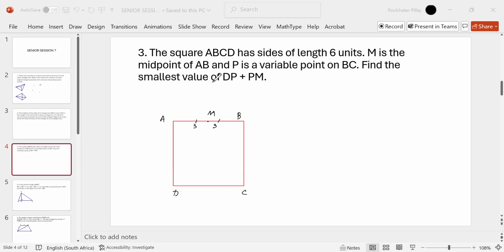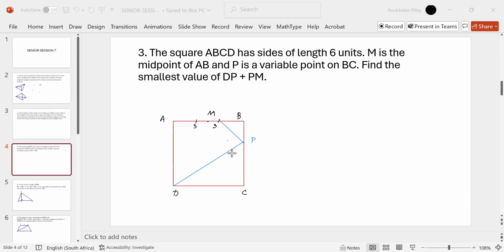Now, find the smallest value of DP plus PM. So I'm going to choose a random point on this. Let me just choose blue as my color. P could be a random point, and DP is that one. You want to add DP to PM. As P varies along this line here, there will be lots of possible values for DP plus PM. If P is here, you get DP plus PM. P is there, DP plus PM. What is the smallest possible value?